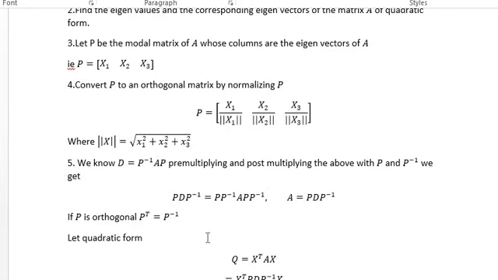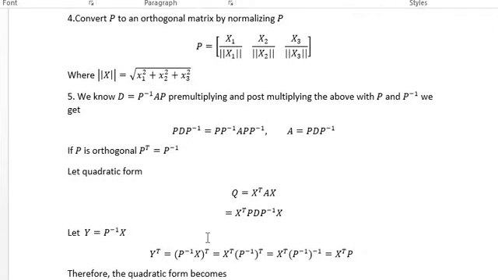If P is an orthogonal matrix, then we can say that P transpose is equal to P inverse. So let the quadratic form be written as Q = X transpose AX. In the place of A, we substitute P D P inverse. So we get Q = X transpose P D P inverse X. Let us suppose that Y = P inverse X.